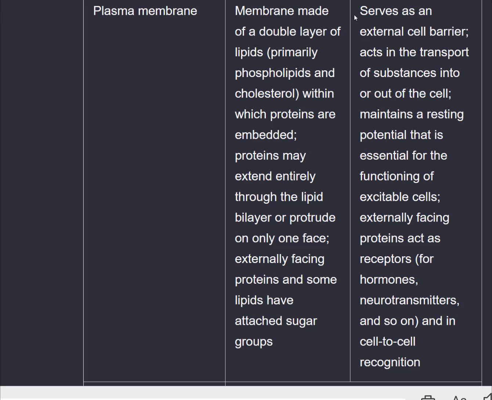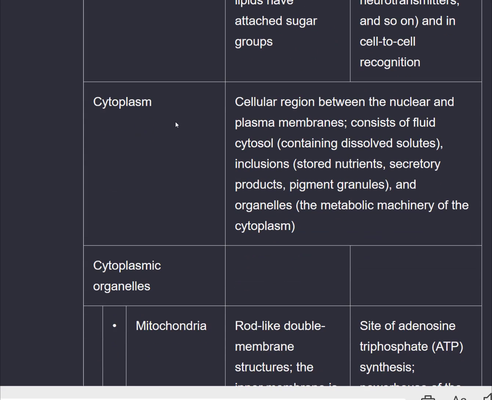The functions of the plasma membrane: it serves as an external cell barrier, acts in the transport of substances into or out of the cell, and maintains a resting potential that is essential for the functioning of excitable cells. Externally facing proteins act as receptors for hormones, neurotransmitters, and so on, and in cell-to-cell recognition. Cytoplasm. We already got to that, but it is the cellular region between the nuclear and plasma membranes. It consists of fluid cytosol containing dissolved solutes, inclusions, which are stored nutrients, secretory products, pigment granules, and organelles, the metabolic machinery of the cytoplasm.